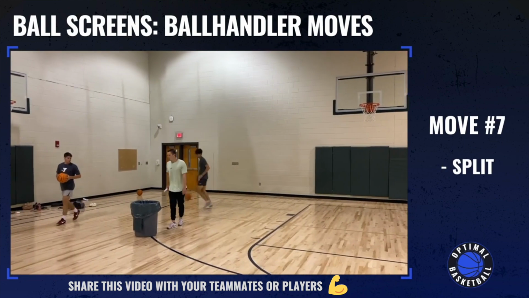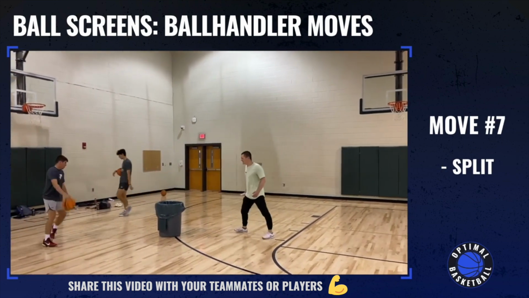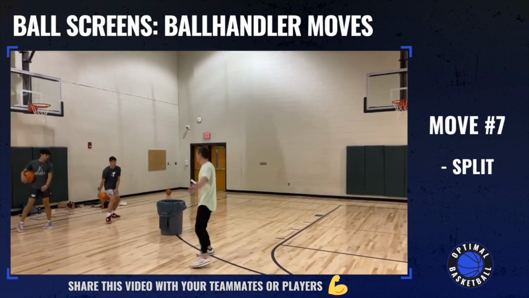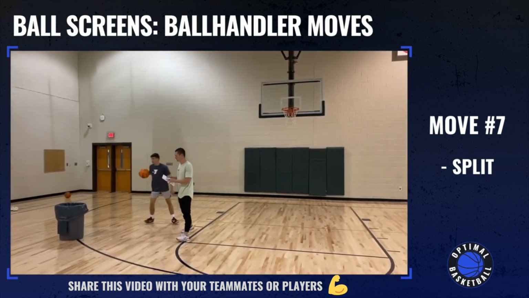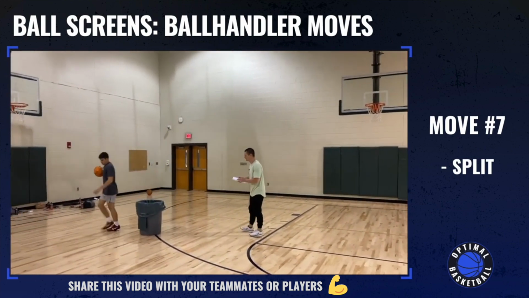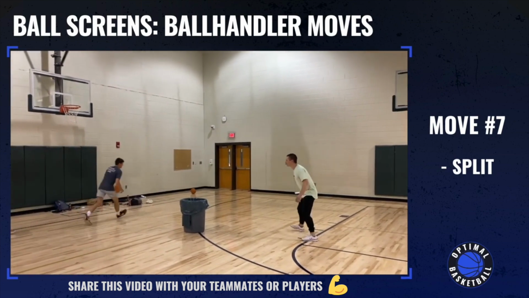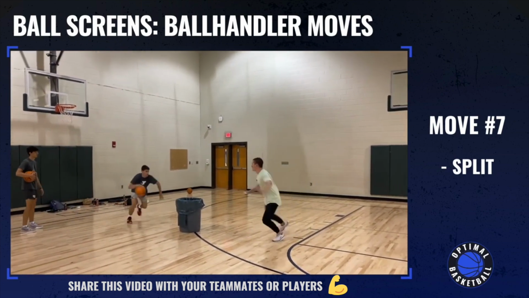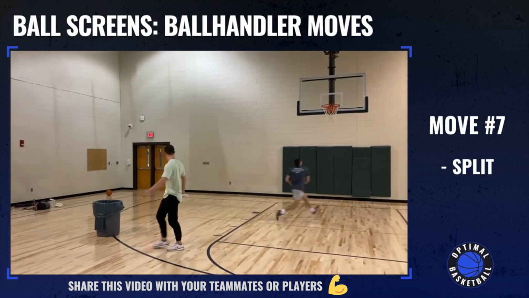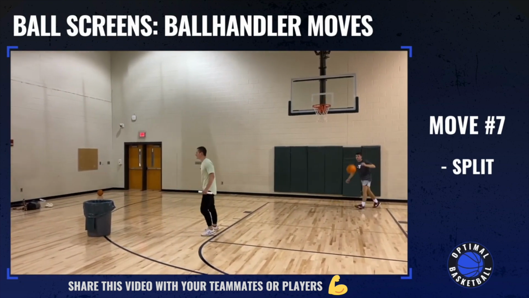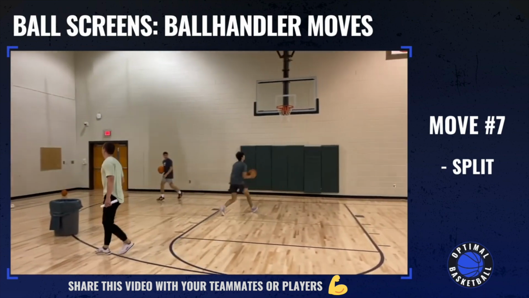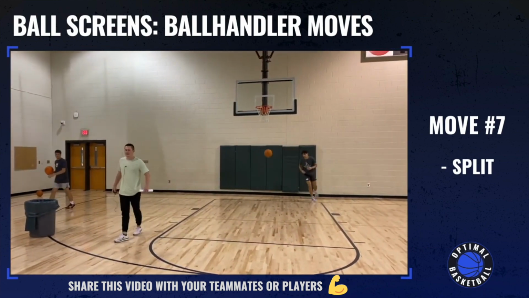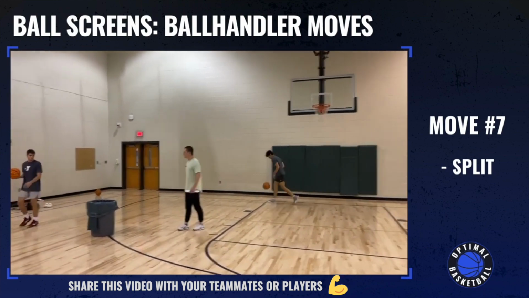Now we're going to go with a normal split. So let's say I'm the hedge defender. I'm going to hedge out hard, and you're going to split between the screener. Yeah, there you go. Split between the screener and the hedge guy. So I'm the defender right here. I'm hedging. There you go. Good. It's a regular split. There you go. You want to go tight around that screen and keep the ball tight to your body.